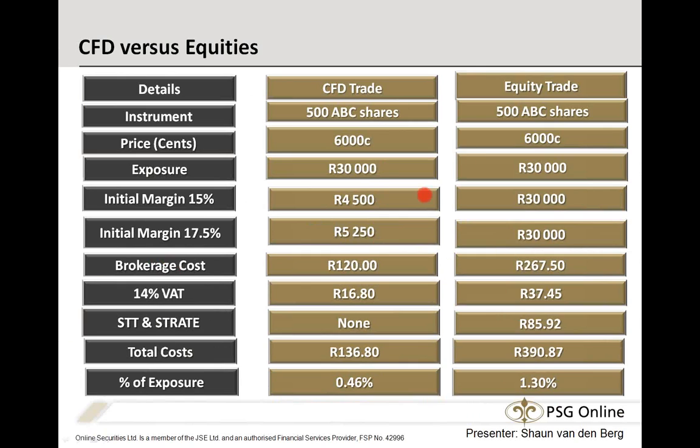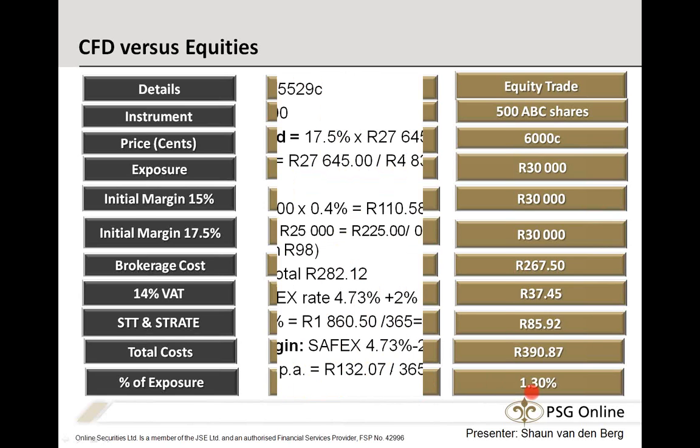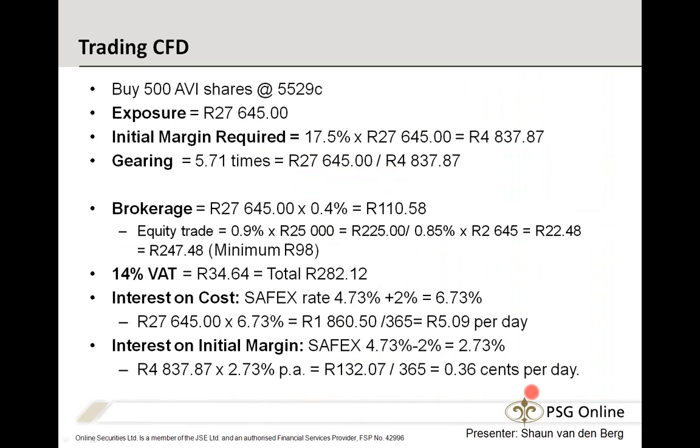So I'm going to go through this very quickly. You can see the benefits here of the costs, the exposure, 0.46% compared to a normal 1.3% on an equity trade. Okay. Here's an example. I'm going to go buy 500 AVI shares. That's my exposure, 500 times my share price. Deposit on that 17.5%. Remember, it's a mid-cap stock. So I only need to put out 4,837 rand to have the exposure of 27,000 rand.